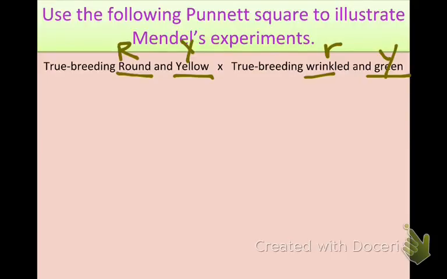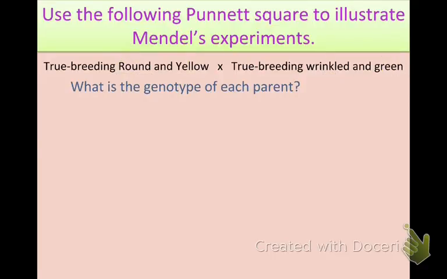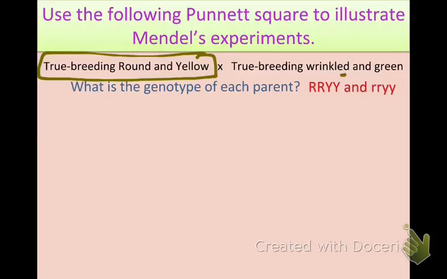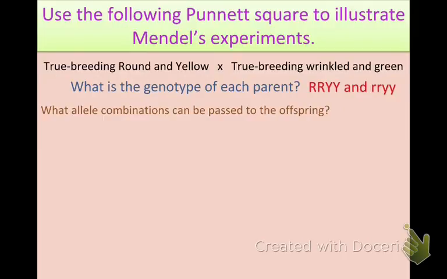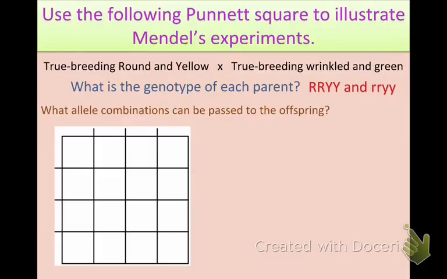In this case, what is the genotype of each parent? Knowing that they're homozygous, because they're true breeding, you should know that parent number 1, for true breeding round and yellow, is capital R, capital R, capital Y, capital Y. And the true breeding recessive should be little r, little r, little y, little y. What allele combinations can be passed to the offspring?